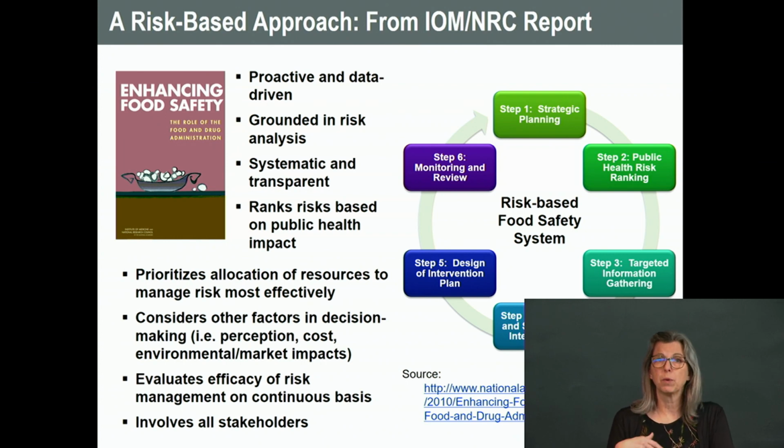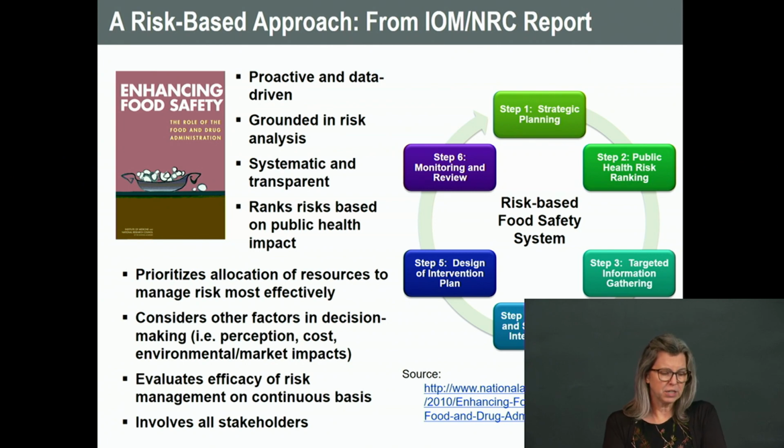Public health risk ranking. We're going to have another short course on risk ranking and how that's used. But it's basically using information on risk to prioritize. Then you have information gathering, analysis, and selection of the intervention. That's the decision. Design of an intervention plan, which is how you would implement, and then some kind of evaluation and monitoring of that plan.